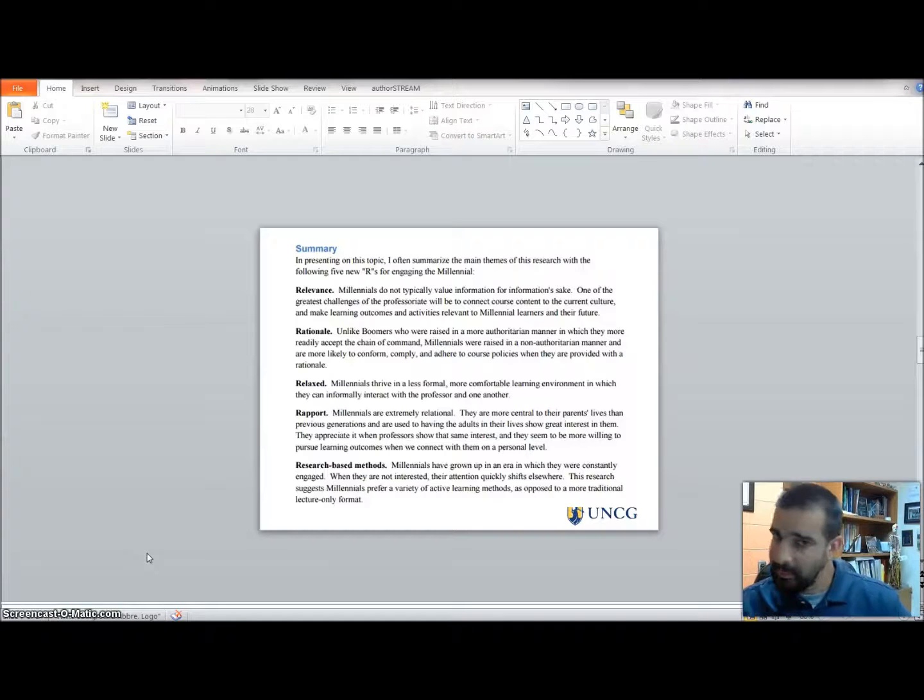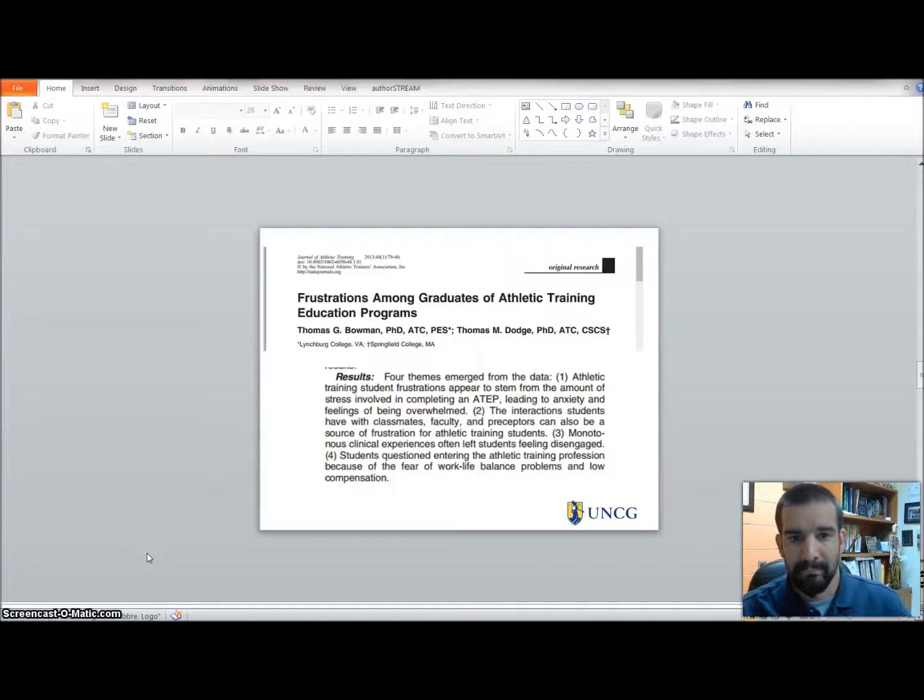And the research-based methods, this last R, I think it blends really well into our whole evidence-based practice that we do as athletic trainers. So make sure you put some of the research behind what you're doing. Again, I thought this was an interesting article. I think that these 5 R's can be implemented. I don't think they all have to be implemented, but I think you can use a couple of them, or at least keep them in the back of your mind as you're going through your clinical education with your student.